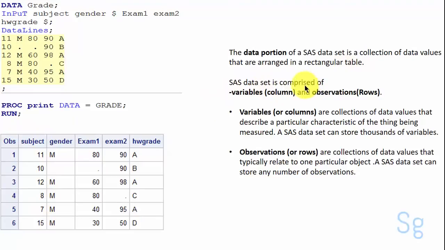A SAS dataset is comprised of variables, that is columns, and observations, that is rows. Variables are collections of data values that describe a particular characteristic of the thing being measured. A SAS dataset can store thousands of variables. Observations are collections of data values that typically relate to one particular object. A SAS dataset can store any number of observations. In this example, we have 6 observations and 5 variables, that is subject, gender, exam 1, exam 2, and homework grade.